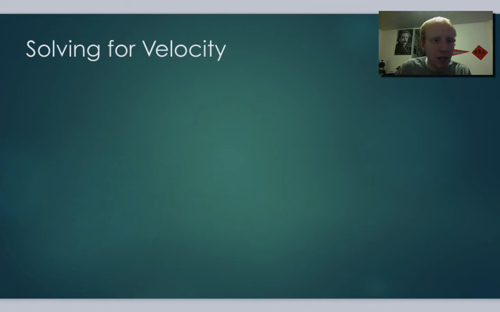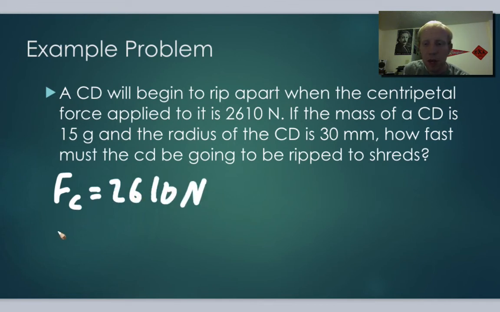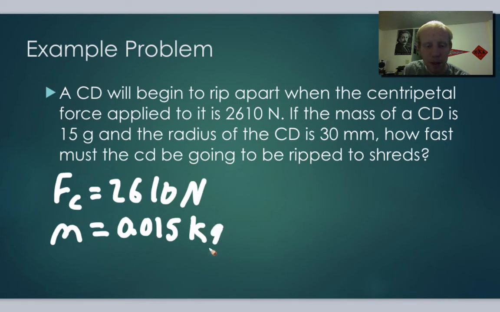So let's actually calculate how fast something would have to be going to rip apart. If you look at the tensile strength of a CD, how much force it can take is about 2,610 newtons. If we assume that the mass of a CD is 15 grams and the radius is 30 millimeters, how fast must that CD be spinning on the outside? So we know Fc is 2,610 newtons. The mass is 15 grams, but that's 0.015 kilograms. And the radius is 30 millimeters or 0.03 meters.